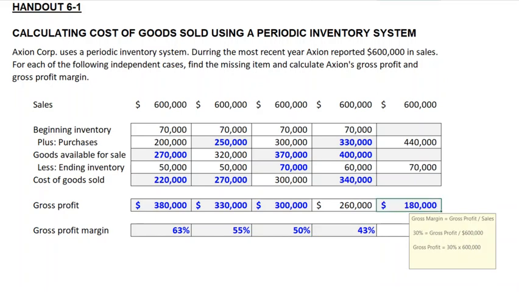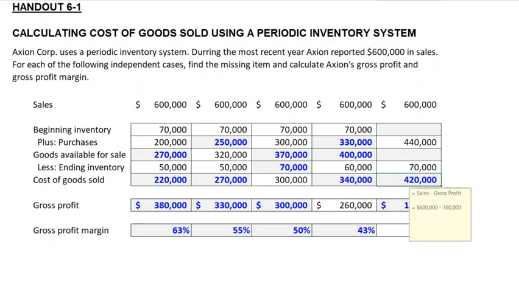So if we have $600,000 in sales, $600,000 times 30% means our gross profit had to be $180,000. Then, of course, to calculate cost of goods sold, that's simply the difference between sales and our gross profit. So $600,000 minus $180,000 gives us our cost of goods sold of $420,000.